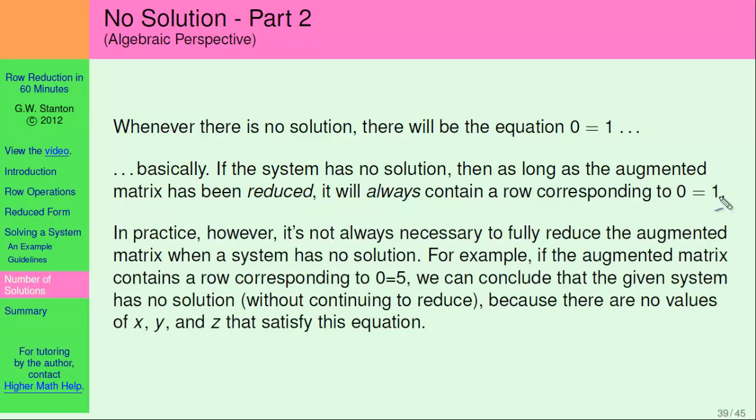In practice, however, it's not always necessary to fully reduce the augmented matrix when a system has no solution. For example, if the augmented matrix contains a row corresponding to 0 equals 5, we can conclude that the given system has no solution at that point without continuing to reduce, because there are no values of x, y, and z that satisfy 0 equals 5.